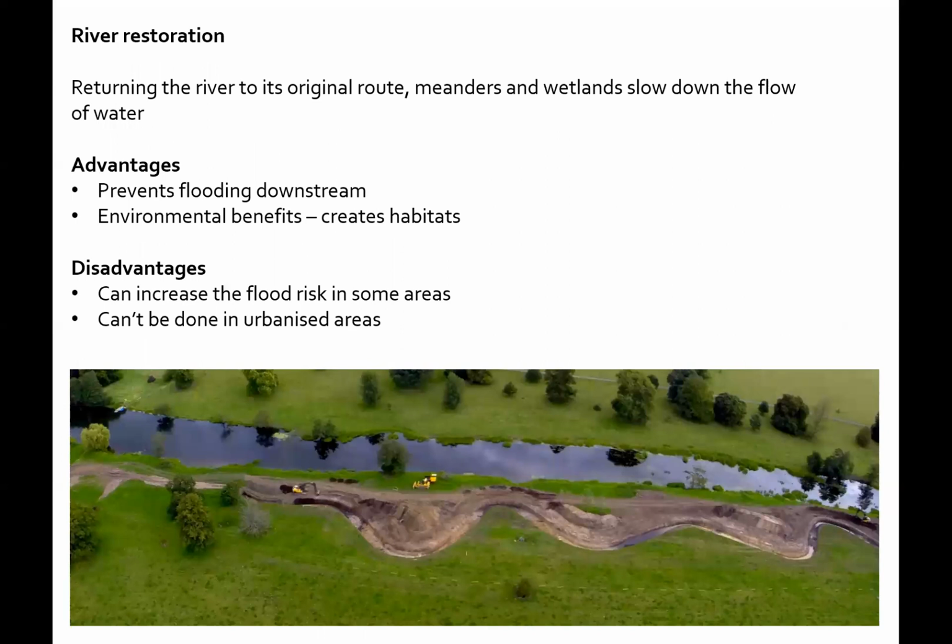You've got river restoration. So this is when you return a river to its original route, where you put in place meanders and wetlands that actually slows down the flow of water and stores the water. So it's good because it prevents flooding downstream and it creates new habitats. So it's got environmental benefits, but it can increase the flood risk in some areas, especially where you're doing this. It will encourage a flood in that location. So you can't do it in the centre of towns and cities because they've got concrete everywhere.